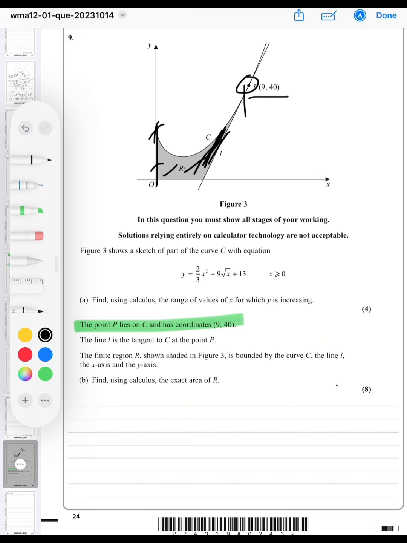It is bounded by the curve, the line, the x-axis and the y-axis. Okay, so find using calculus the exact area of R. So basically the concept is, first of all we need to find the shaded region, but as they already said here that we have to apply calculus, it's a concept in calculus whenever we want to find an area. So first of all we have to find the integral.